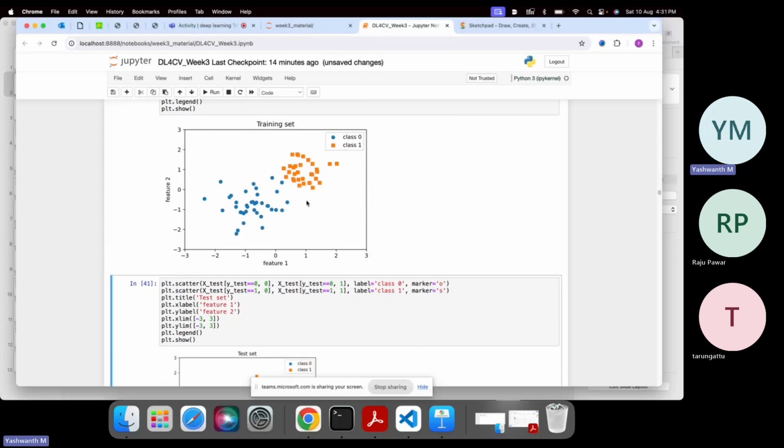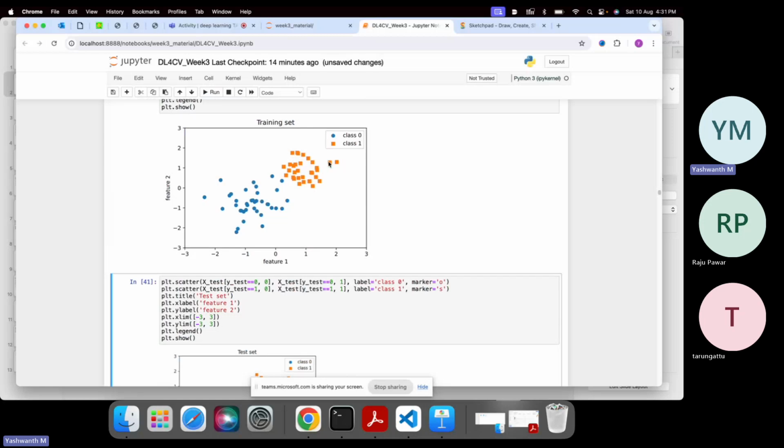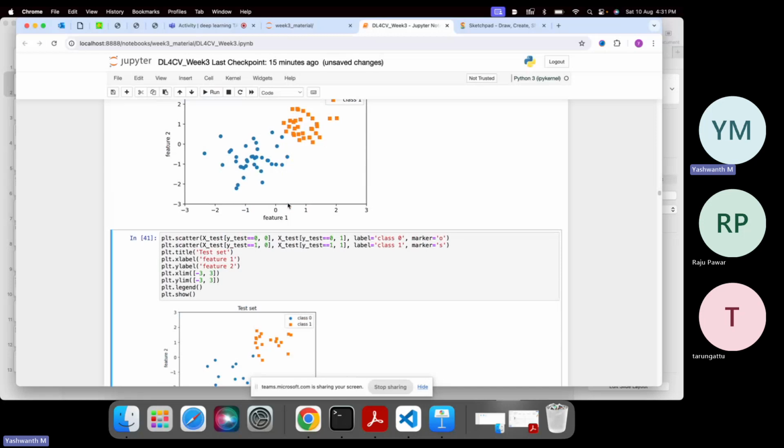Here we have points in a 2D space. The orange points are labeled as belonging to class one, and the blue points are labeled as belonging to class zero. And we need to learn the mapping: given a point, we need to say whether it belongs to class one or class zero. That is what we will see now.